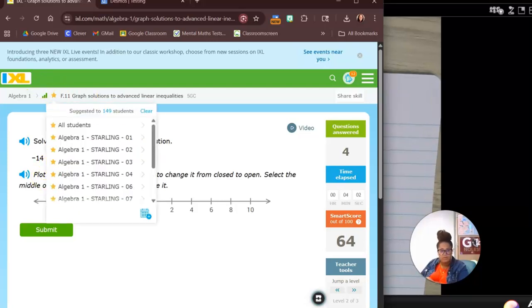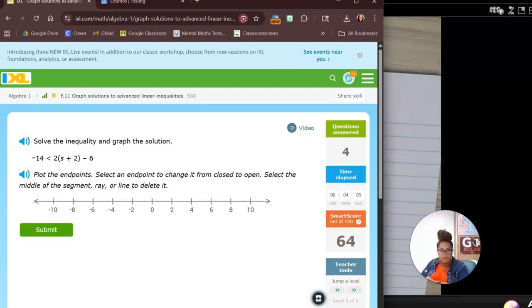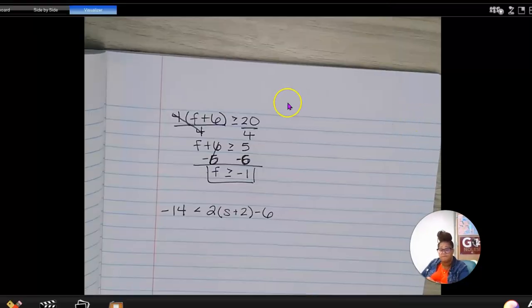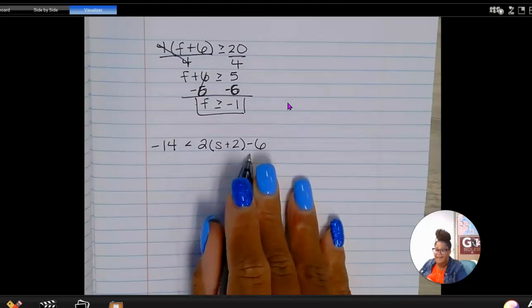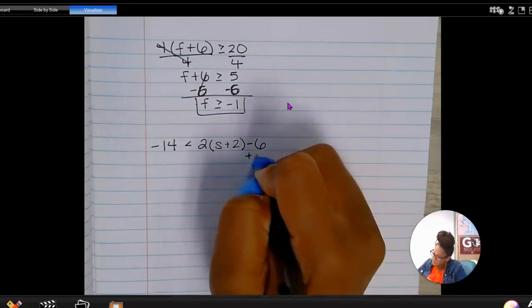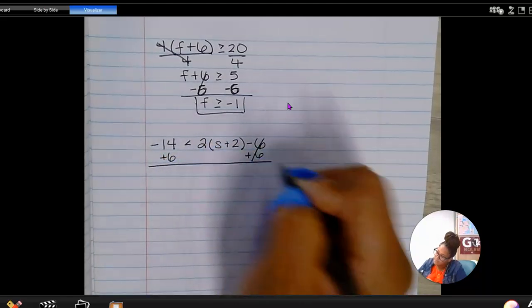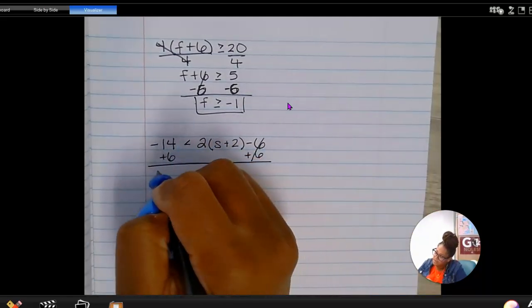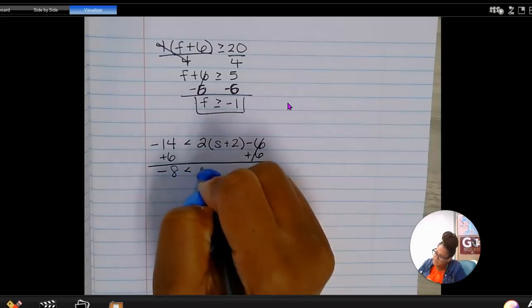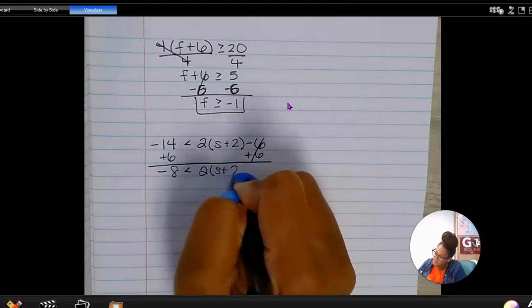All right, another challenging one. Negative 14 is less than 2 times (s plus 2) minus 6. Lots of undoing to do here. I would first add 6 to both sides. 6 minus 6 is 0. Negative 14 plus 6 is negative 8, and this is less than 2 times (s plus 2).